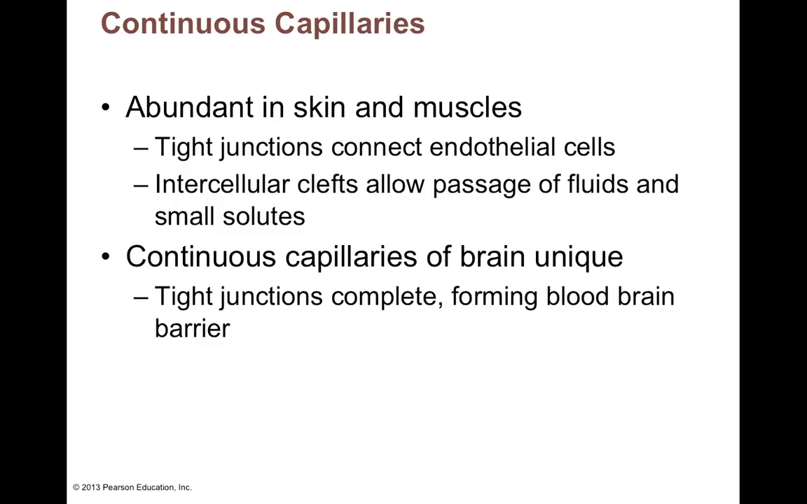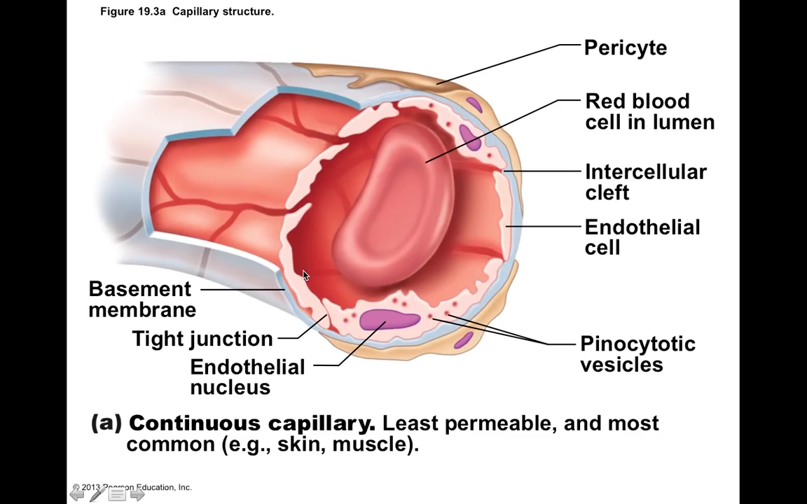If you guys remember that, going back to AP1. So remember, the blood-brain barrier also prevents wastes that are in your blood from getting into your brain tissue, and things that are potentially toxic from damaging your brain tissue. So continuous capillaries help make that up. So what does this look like?